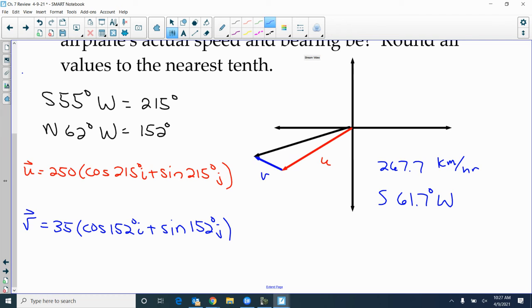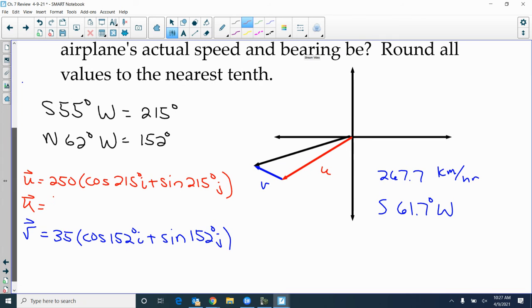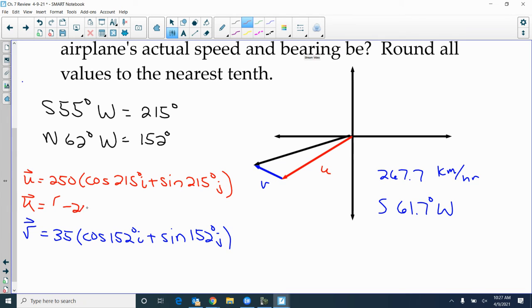All right, here's the answer. Let me go through and just finish it up. If you got 267.7 kilometers per hour, you're good. If you got south 61.7 degrees west, that would be the proper form. All right, Cole, what do we get for U? I got negative 204.8 i minus 143.47 j.